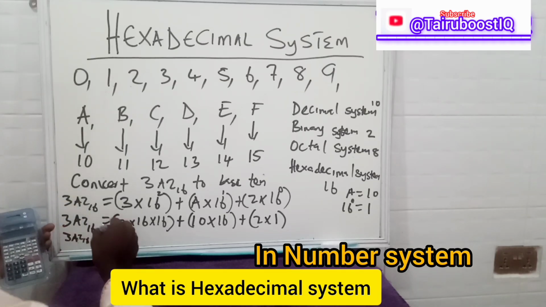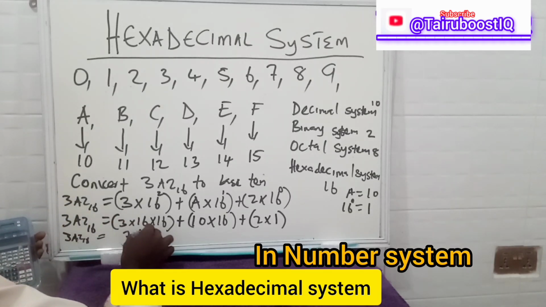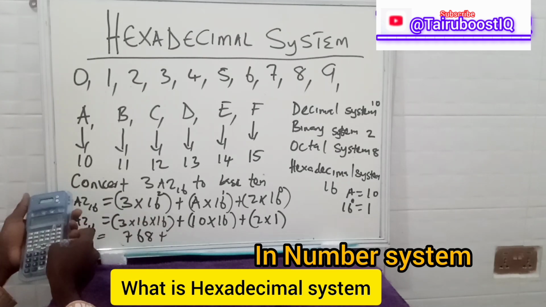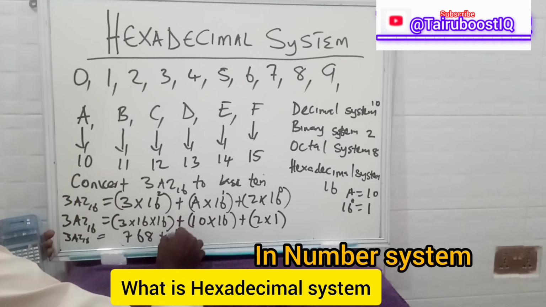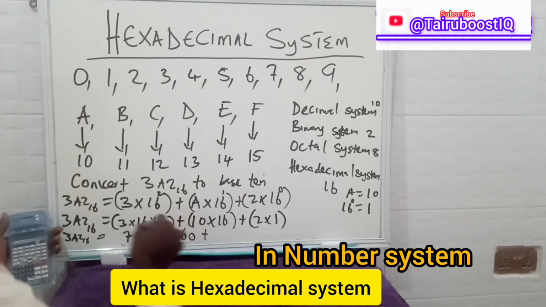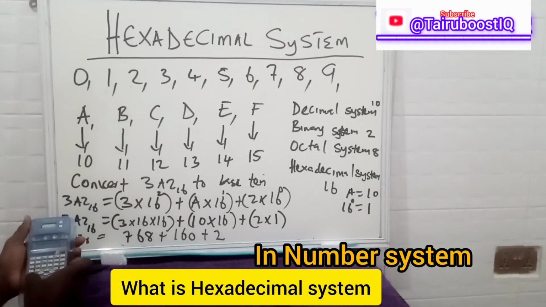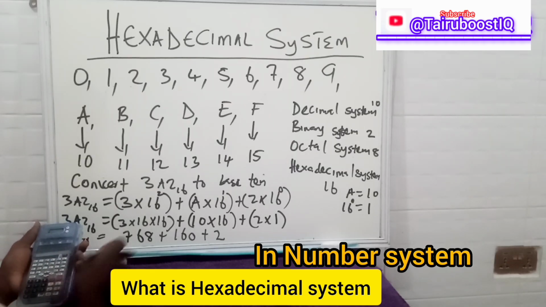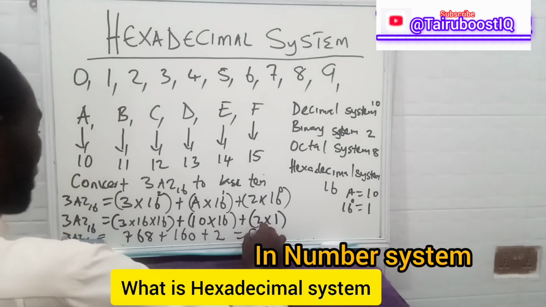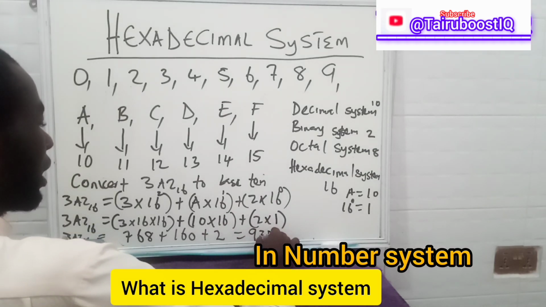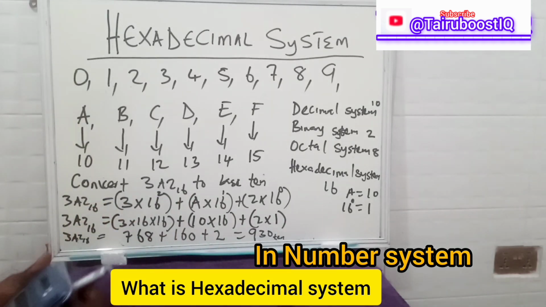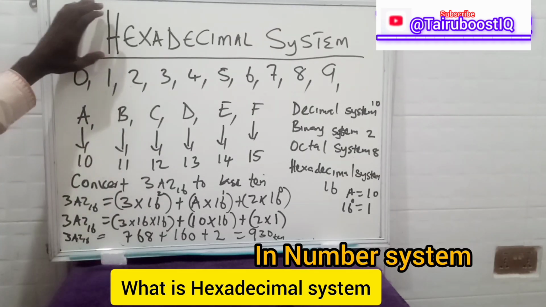We have 768 plus, then 10 times 16 will give us 160, plus 2 times 1 will give us 2. So we are going to add all the values together: 768 plus 160 plus 2 will give us 930, and the base is base 10.